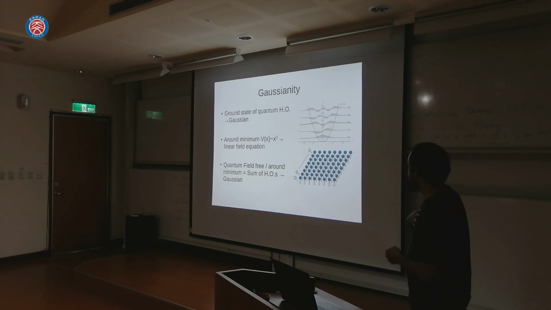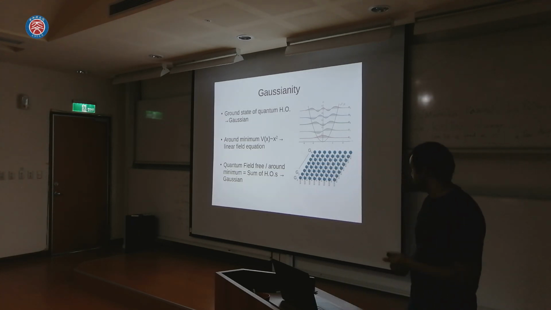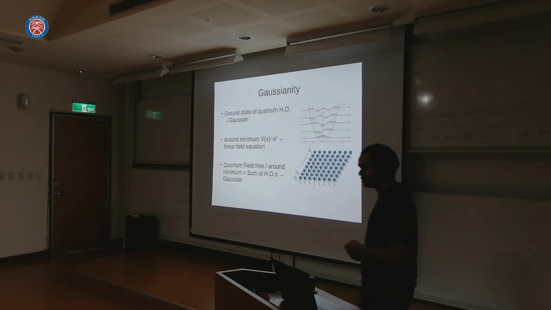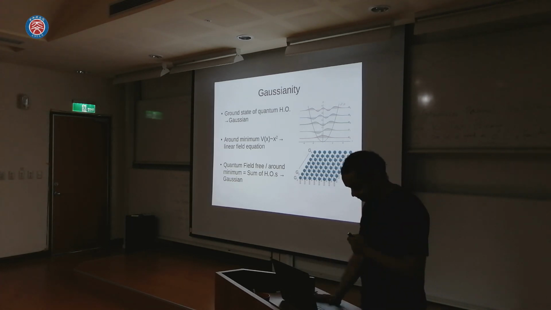Thus, if we can somehow conclude that the amplitude of these gravitational waves is Gaussian, we can prove that they arise from quantum fluctuations, and that will then be a proof for the quantum nature of gravity.